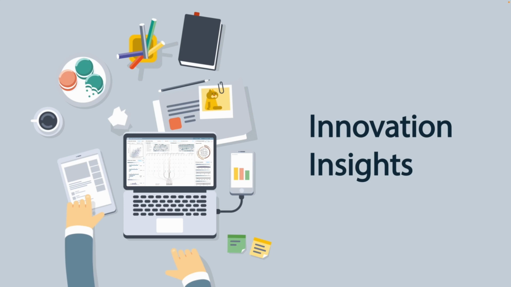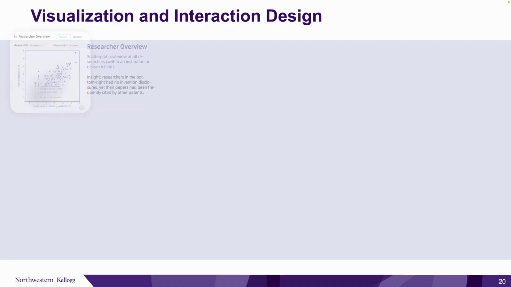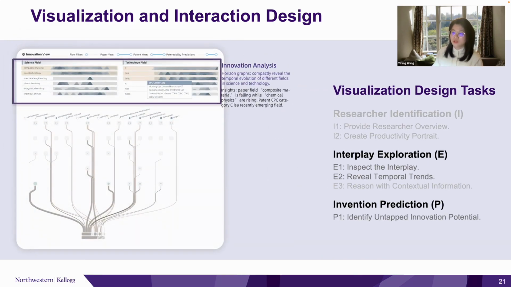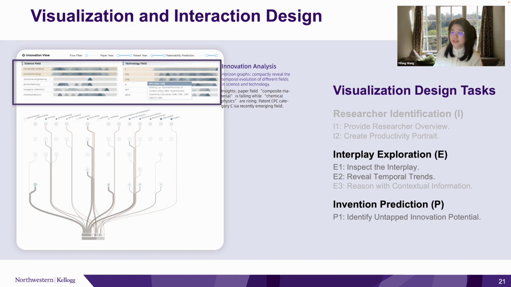Putting all these measures and the prediction results together, we design and develop InnovationInsights. Our system has 5 components. The researcher overview and the statistics view are for the individual level analysis with a set of measures and demographic information. The innovation view shows the detailed interplay between science and technology. 2 groups of horizon charts show the temporal evolution of papers and patents respectively.